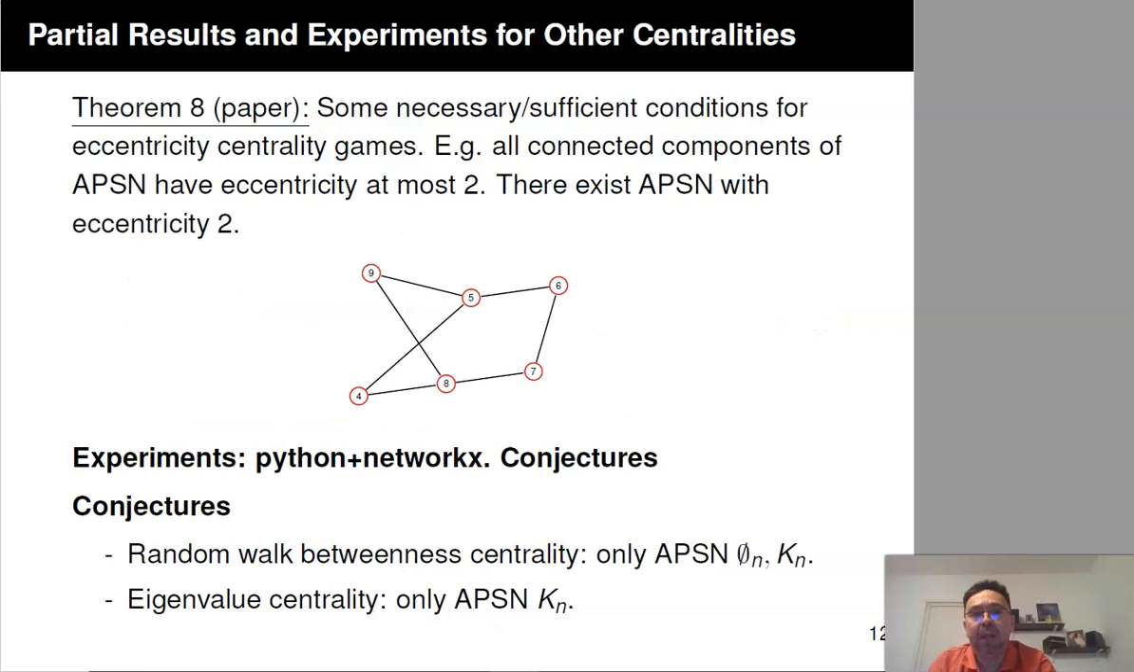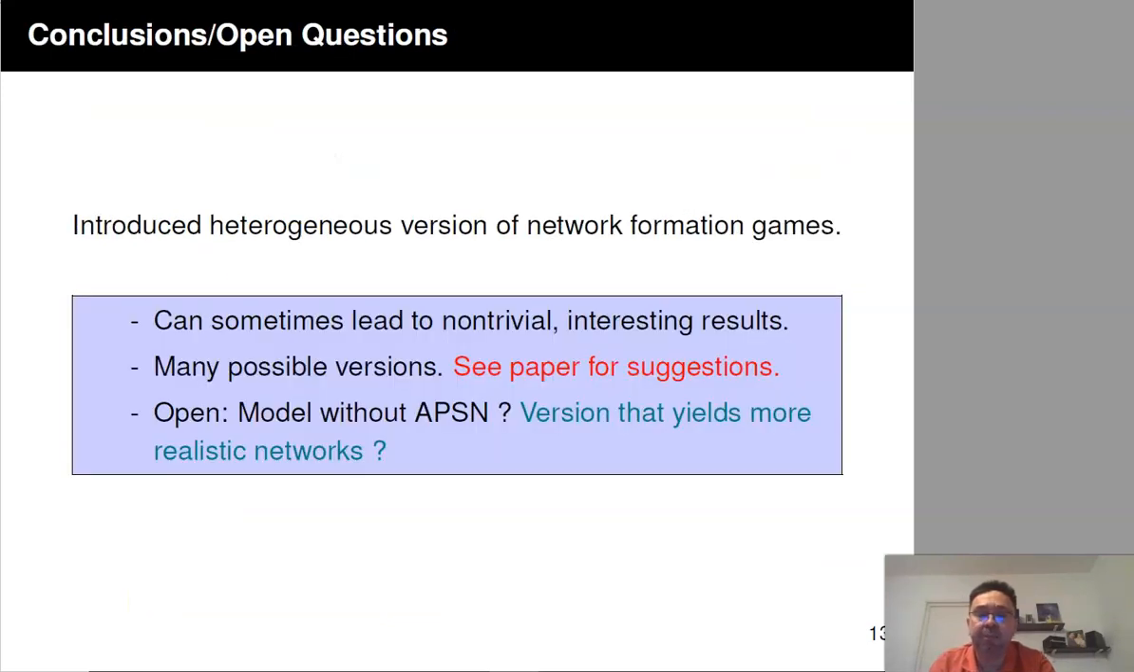We also have in the paper some partial results, for example, for eccentricity centrality games. Here we have some necessary conditions, but we don't have a full characterization. And we've also looked at such games experimentally for a couple of measures. Here we've implemented a Python program using the NetworkX package, and simulations give rise to a bunch of conjectures, for instance, with eigenvector centrality or random walk betweenness centrality.